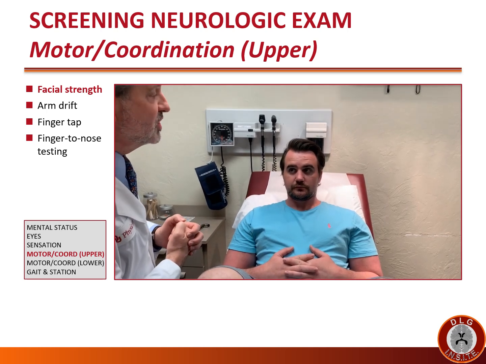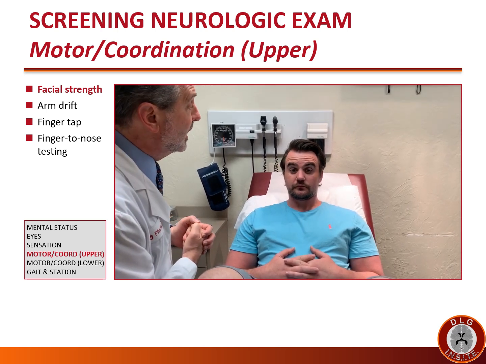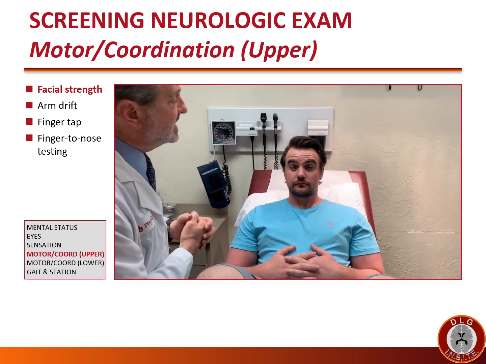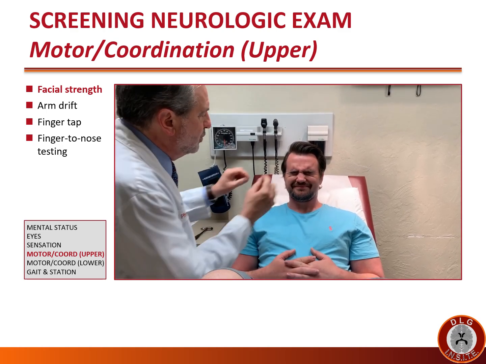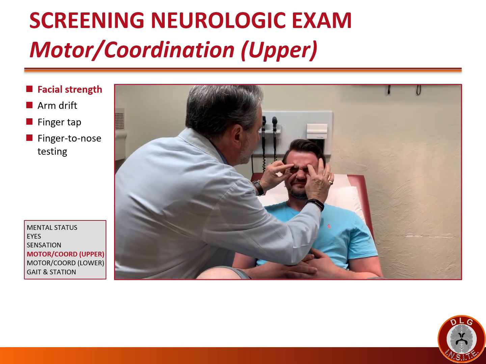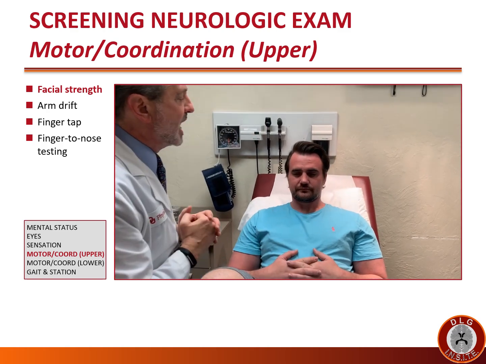Now, you first say, sir, raise your eyebrows as high as you can. And you see the wrinkling on both sides is equal. Excellent. Then you say, close your eyes as tight as you can, sir. You want to close them tight, and you say, don't let me open them. And I can't open them. He's got strong eye closure.